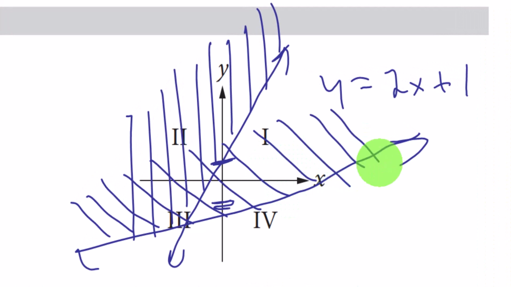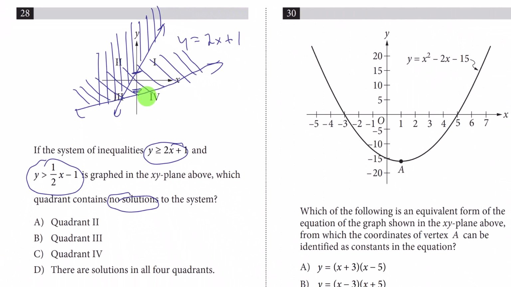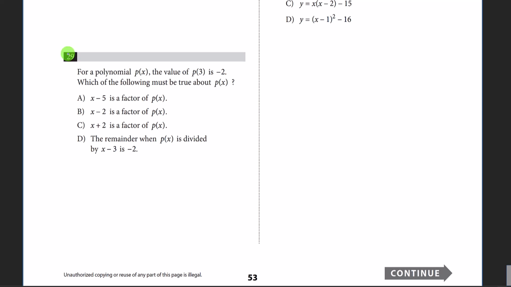All right, so where are the solutions? The solutions are obviously in this area here, quadrant 1. Quadrant 2 has solutions. Quadrant 3 has solutions. Quadrant 4, no solutions there. Answer is C.